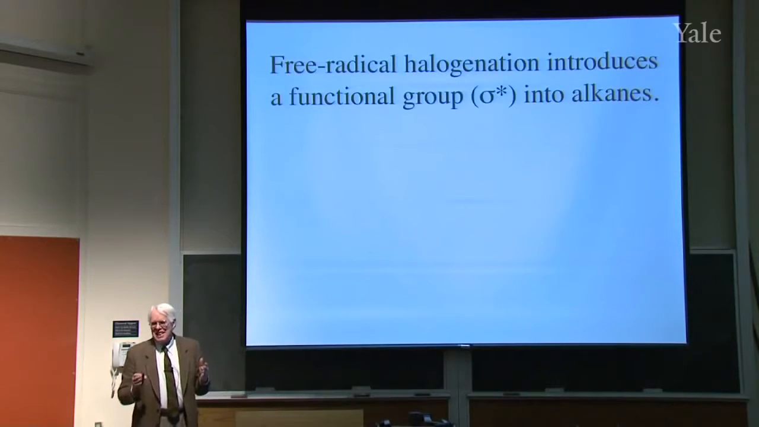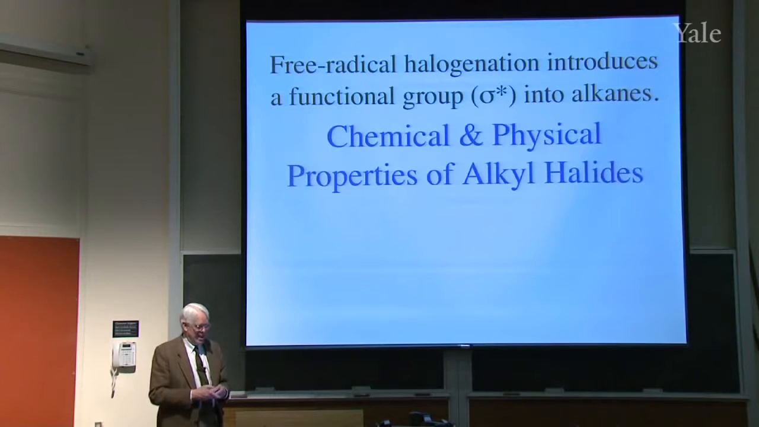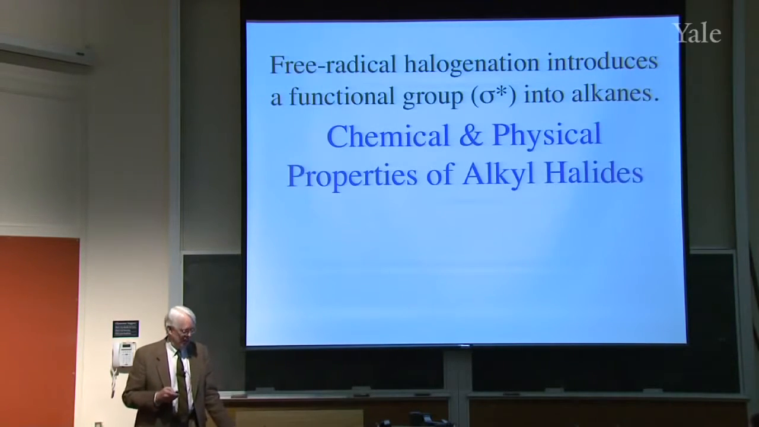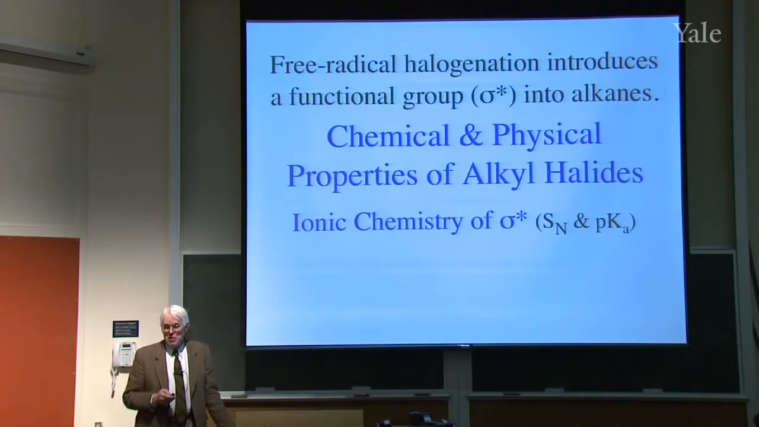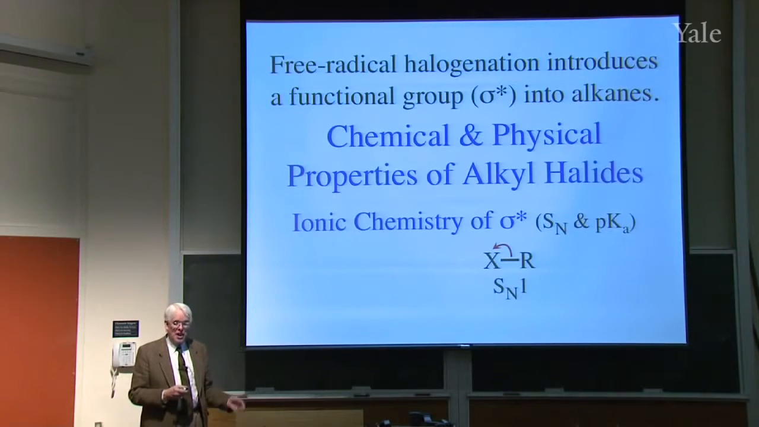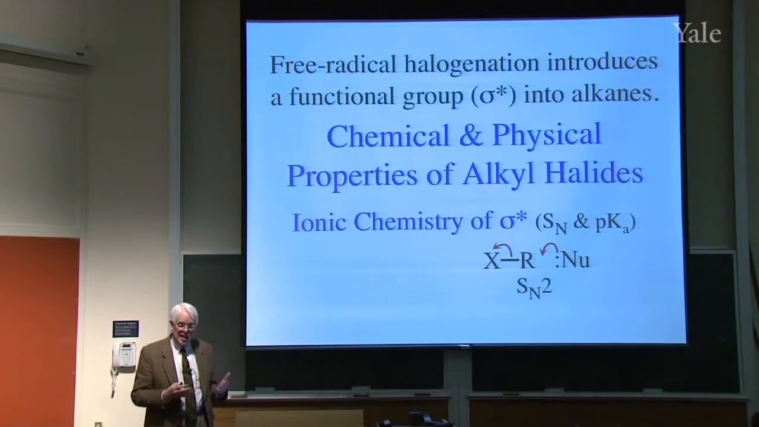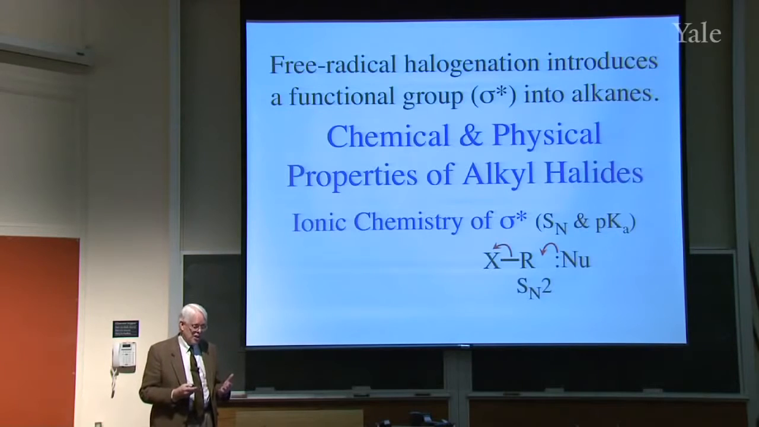So I'm going to do that last slide again, because that's where I noticed things were bad. So free radical halogenation introduces a functional group. And we're going to now be looking at that functional group, the chemical and physical properties of alkyl halides, which involve sigma star, the functional group we've been able to put in. So we have SN1 reactions in which those electrons go on to X in order to break the bond. And we have those in which the new electrons have gone into sigma star in order to help the X leave, and that's the SN2 reaction.